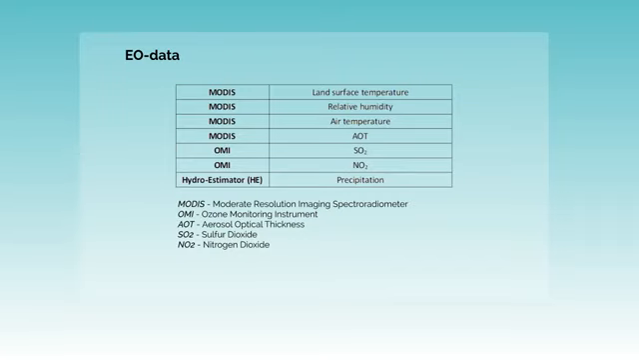MODIS, or the Moderate Resolution Imaging Spectroradiometer, is an instrument aboard the Terra and Aqua satellites. It provides us data for land surface temperature, relative humidity, air temperature, and aerosol optical thickness. OMI, the Ozone Monitoring Instrument aboard Aura, monitors ozone and other trace gases and provides us SO2 and NO2 values for HERACLES. And the Hydro Estimator uses data from geostationary satellites to estimate rainfall rates on a global scale.